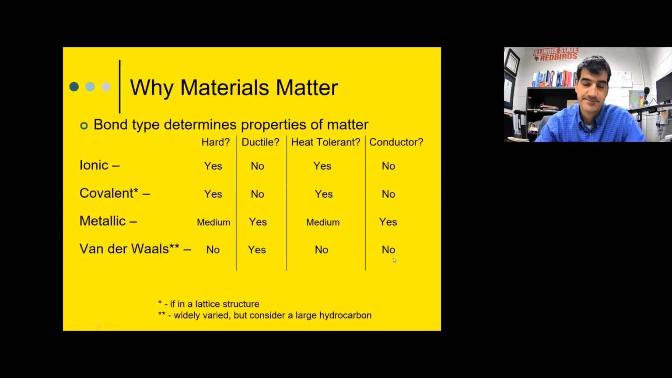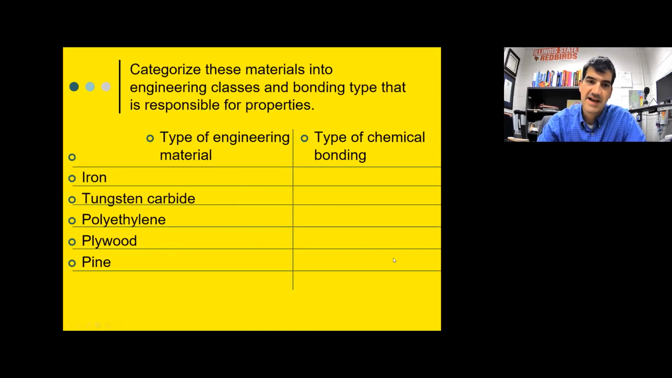And our intermolecular bonded materials are not hard, they are ductile, not very heat tolerant, and not conductive. Okay, last little exercise here for practice. You've got these different types of engineering materials. Tell me what type of chemical bonding they have primarily in their material: iron, tungsten carbide, polyethylene, plywood, and pine.